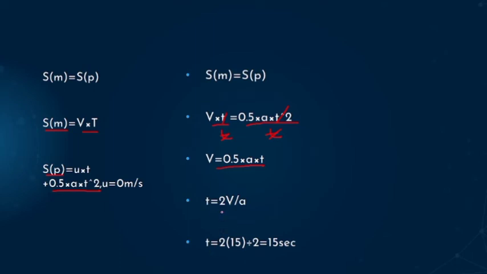So we just substitute the velocity of the motorist with 15, because we have a given of 15 meters per second, and for the acceleration we use 2 meters per second square. So 2 times 15 is going to be 30. 30 divided by 2 is going to be 15, so we get 15 seconds.